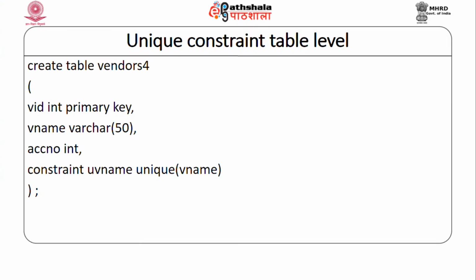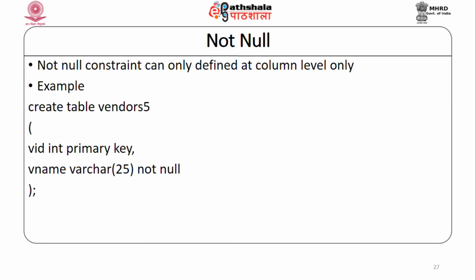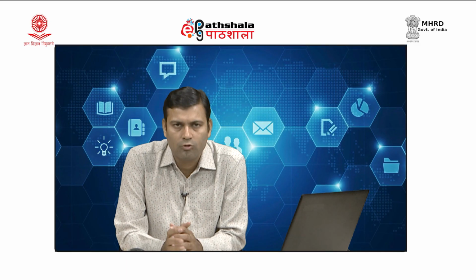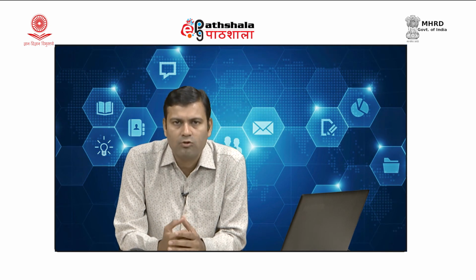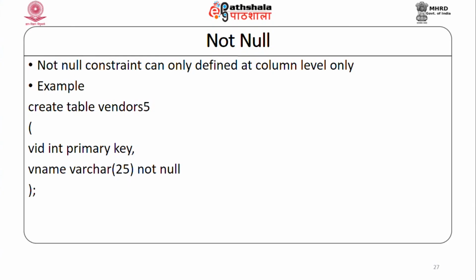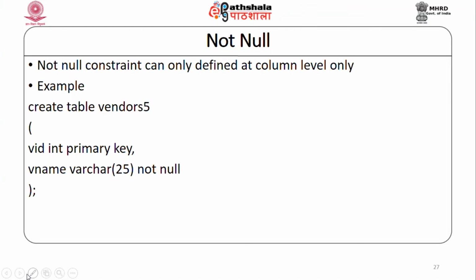Then the next one is the NOT NULL constraint, which can be defined at column level only. You cannot define NOT NULL at table level, but once you define NOT NULL, null values cannot be entered in that column, and as we know, null is a special value. This is an example: CREATE TABLE vendor5, vid integer primary key, and primary key is nothing but a combination of unique and not null, and v name NOT NULL. So, now you cannot leave it blank, you have to provide a space. A space is a value so it is allowed, but you cannot write null or leave it blank.